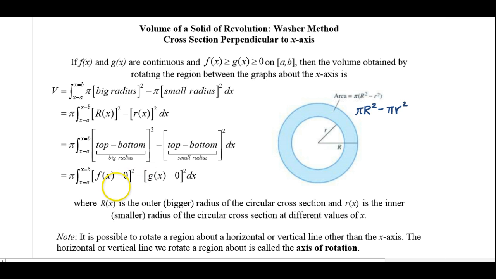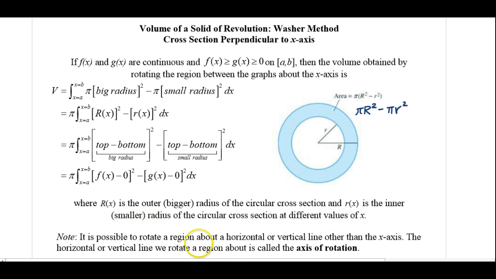So this is if we are rotating a region that's going to create a washer about the x-axis. But we'll see that it's possible to rotate around another horizontal line other than the x-axis. So again, to summarize, big R of x is the outer or the bigger radius of the circular cross-section, and little r of x is the inner or the smaller radius at different values of x.